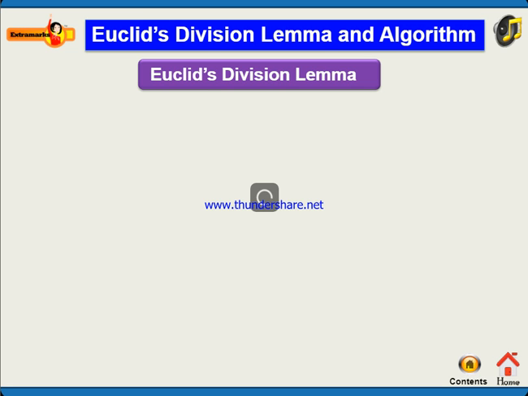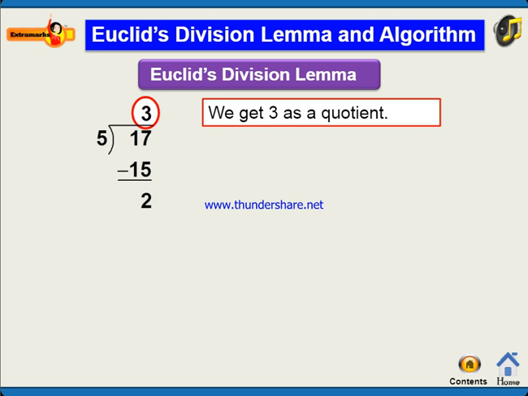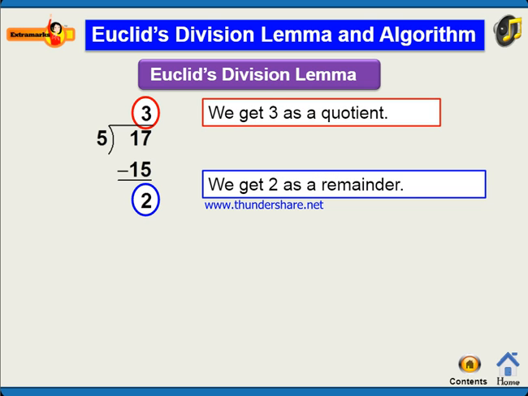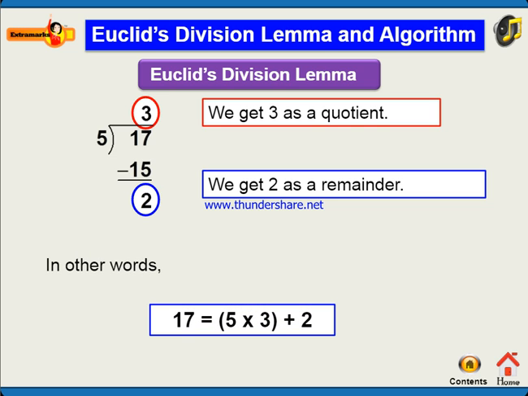In this module, we will learn about Euclid's division lemma. Let us first recall what we get when we divide 17 by 5. We get 3 as a quotient and 2 as a remainder. We can write it as 17 is equal to 5 multiplied by 3 plus 2. Similarly, we can show 17 is equal to 6 multiplied by 2 plus 5, and 20 is equal to 4 multiplied by 5 plus 0.